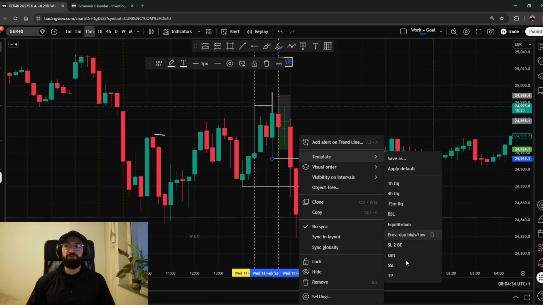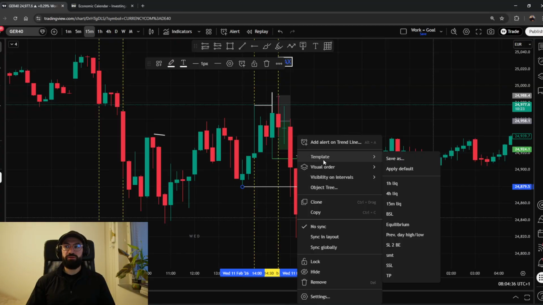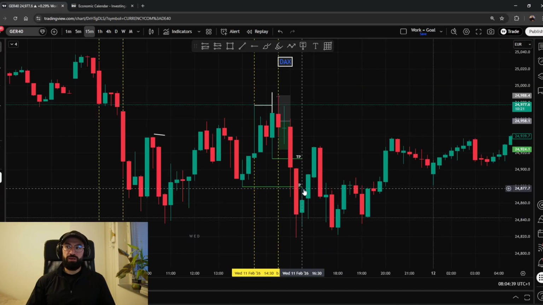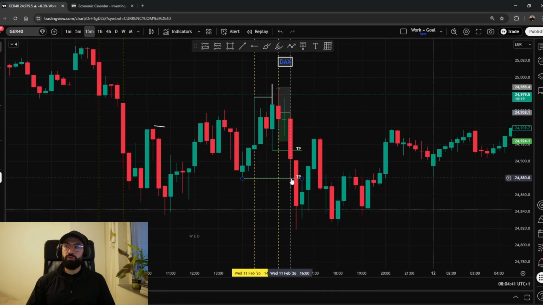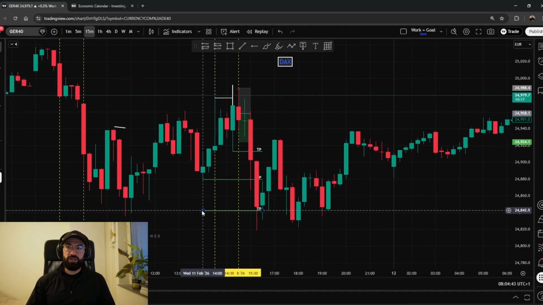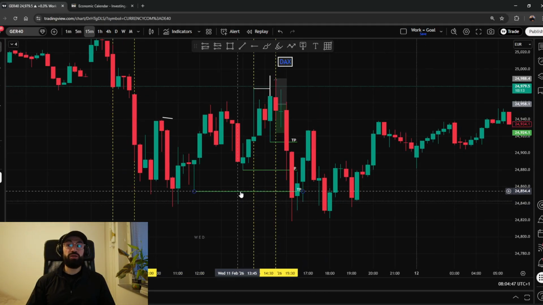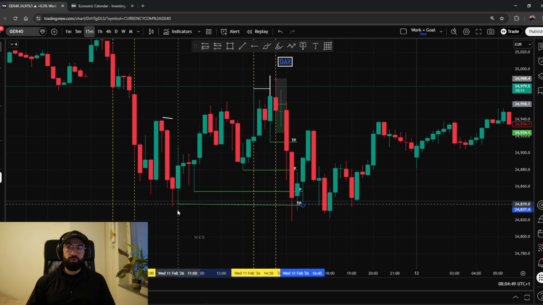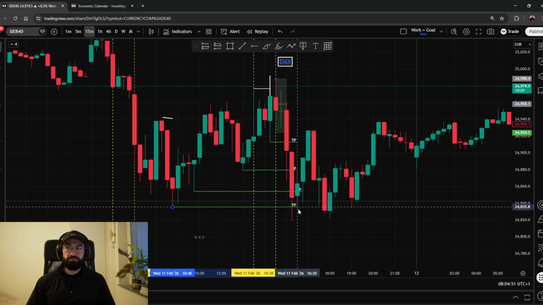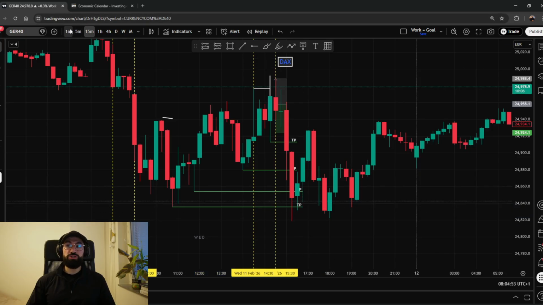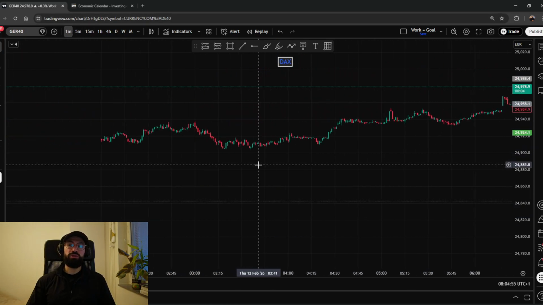And what do I do on these areas? I have a template set. I put take profit here. And where's another take profit? There's another take profit right here on this area. And where's another take profit? There's another take profit right here on this area. All right.